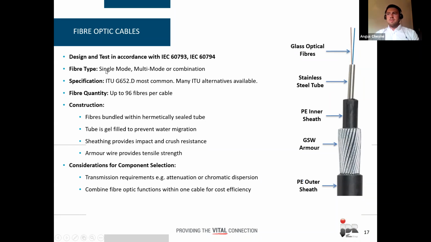The fibers could be provided in single or multi-mode, but the most common specification that we see for umbilicals is ITU G652D. That's certainly not the only specification that can be supplied, but it's just the most common one that is used for umbilicals. In terms of considerations for selecting the component, aside from the standard specification, we'd also need to know if there are particular transmission requirements such as attenuation. It's also worth noting, because we can have up to 96 fibers within one cable, whether instead of having 3 cables, you could combine them all into one.